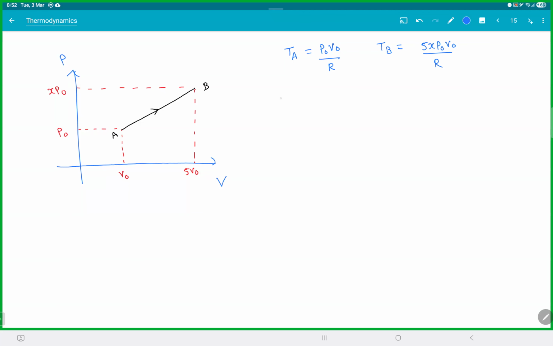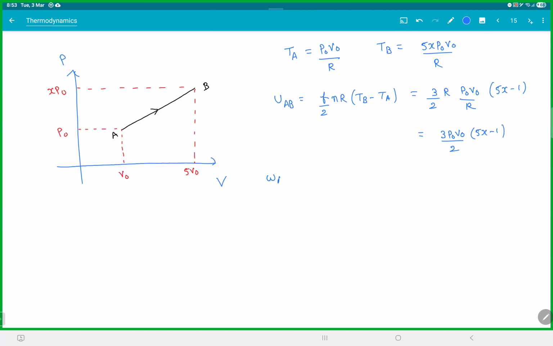So what is delta U? So UAB will be F by 2 N R times the temperature difference TB minus TA. F is 3, it's a monatomic gas, N is 1, and TB minus TA would be P naught V naught by R into 5x minus 1. R will cancel everywhere, you end up with 3 P naught V naught by 2 into 5x minus 1. So that's your UAB.